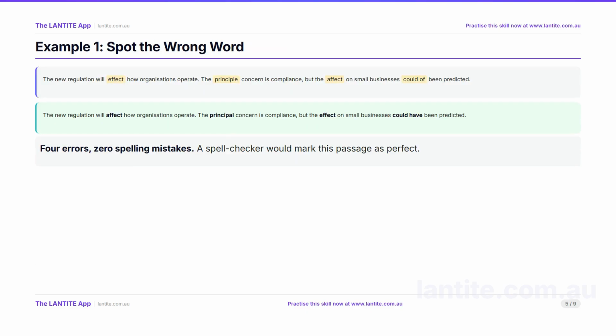Let us see these errors in action. The passage on screen has 4 mistakes, but a spell checker would say it is perfect. The new regulation will affect. We need a verb meaning to influence, so it should be effect. The principal concern. We mean the main concern, so it should be principle. The effect on small businesses. We need a noun, meaning the result, so it should be effect. Could of been predicted. This should be could have. 4 errors, and every single word is spelled correctly on its own. This is exactly why you cannot rely on spell checkers alone for proofreading.